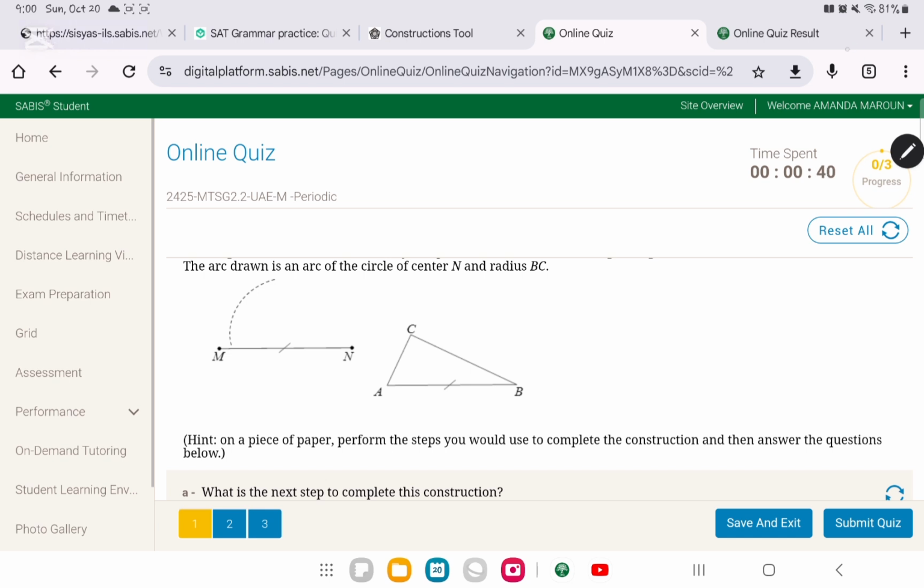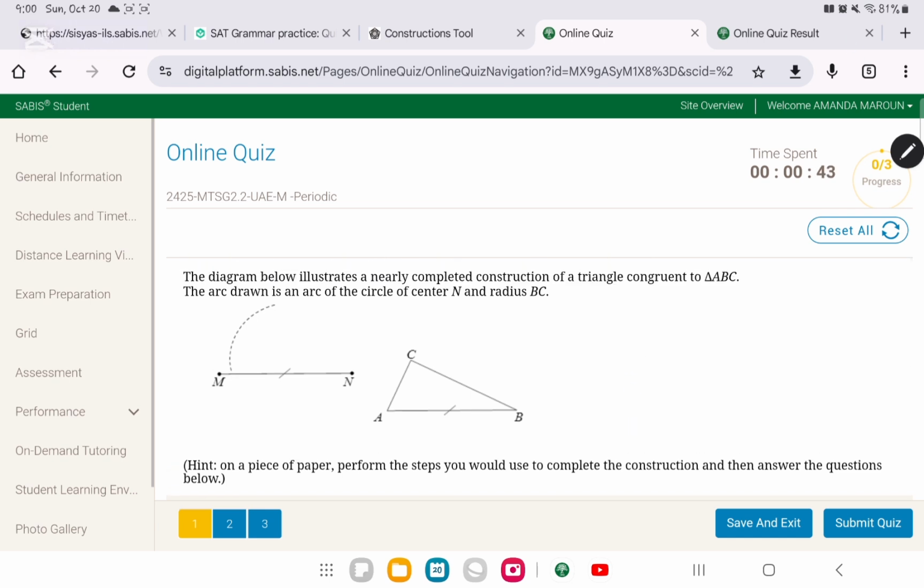So the first thing that they did was draw any random segment that is congruent to AB. Next, they measured BC, took the radius of BC, and drew an arc of radius BC from center N. So what's left for us to measure? We already have that AB is the same as MN. They already measured the radius BC, so the only thing left to measure is AC.